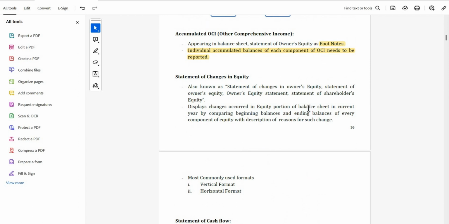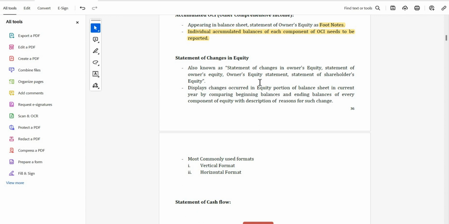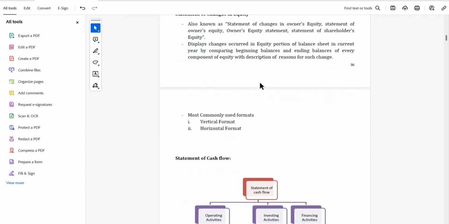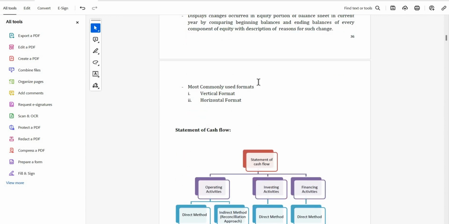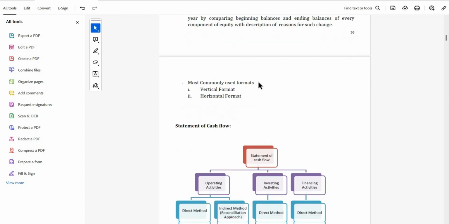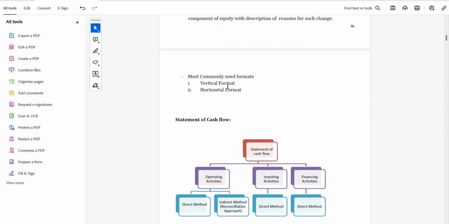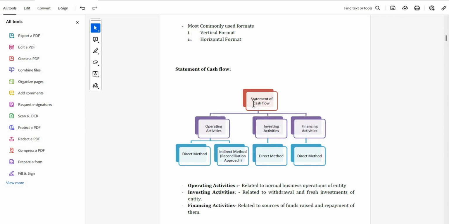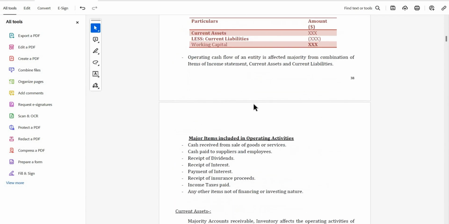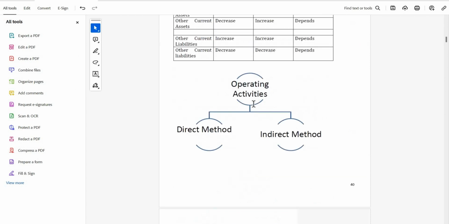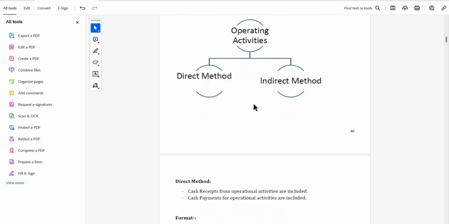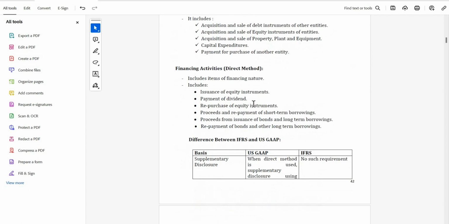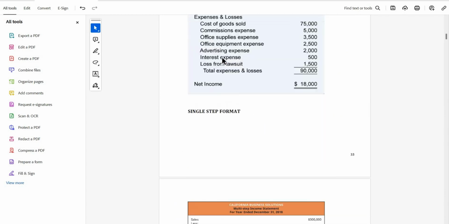We will discuss this all later. Other comprehensive income, statement of changes in equity, we will solve sums and we will do workings on it. Just know the theory as of now. Most commonly used formats: vertical format, horizontal format. And then we are coming to cash flow. Cash flow we will study later. Cash flow is a separate concept, we need a separate class to solve it. So now let's solve some MCQs.